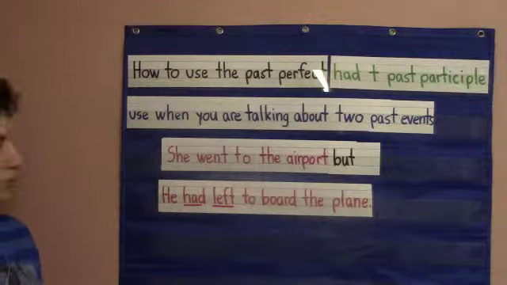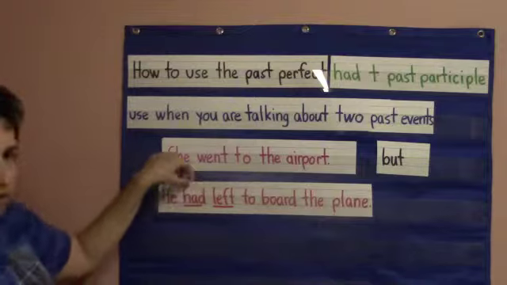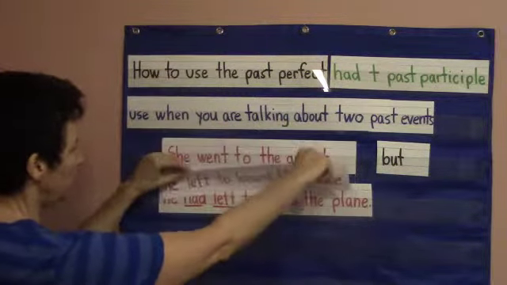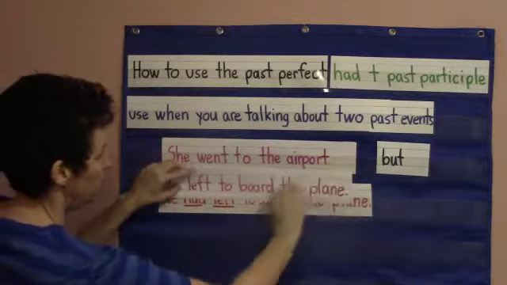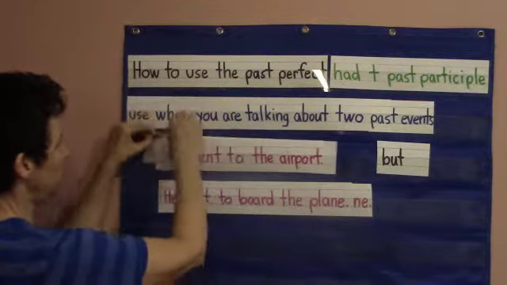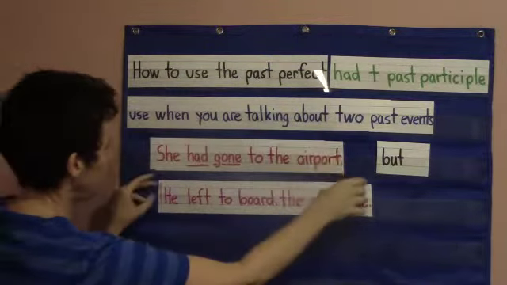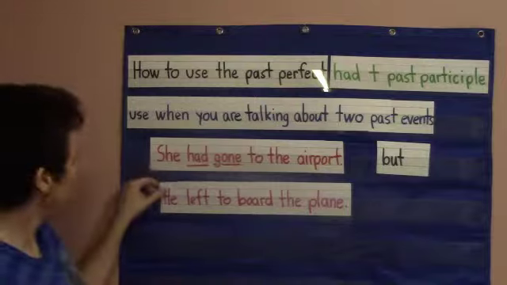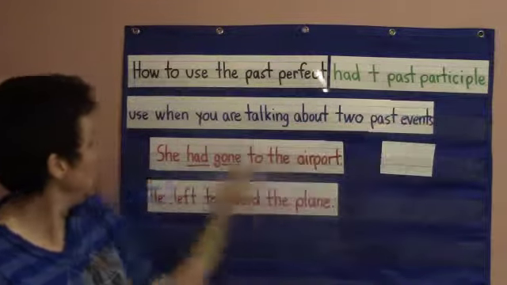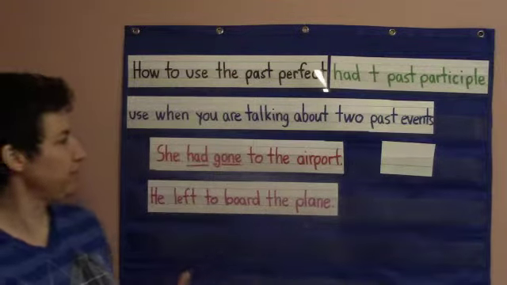Okay, so now let's try it the other way. This might not really make too much difference in meaning, but let's try. Okay, so let's put our second sentence back in the simple past and our first sentence into the past perfect and see what that does for us. Okay, so now we have she had gone to the airport. He left to board the plane.